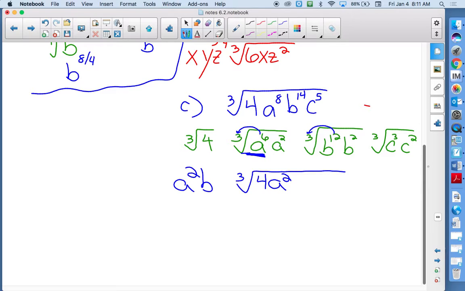B to the 4th, b squared inside. And then the last one, 3 divided by 3, and then c squared inside. So the first piece comes out. The leftover piece stays inside. Questions?